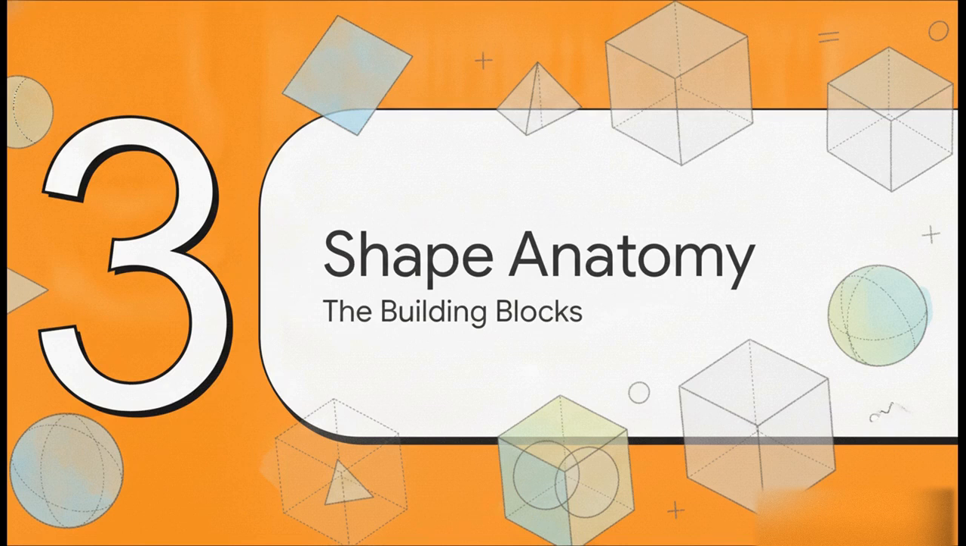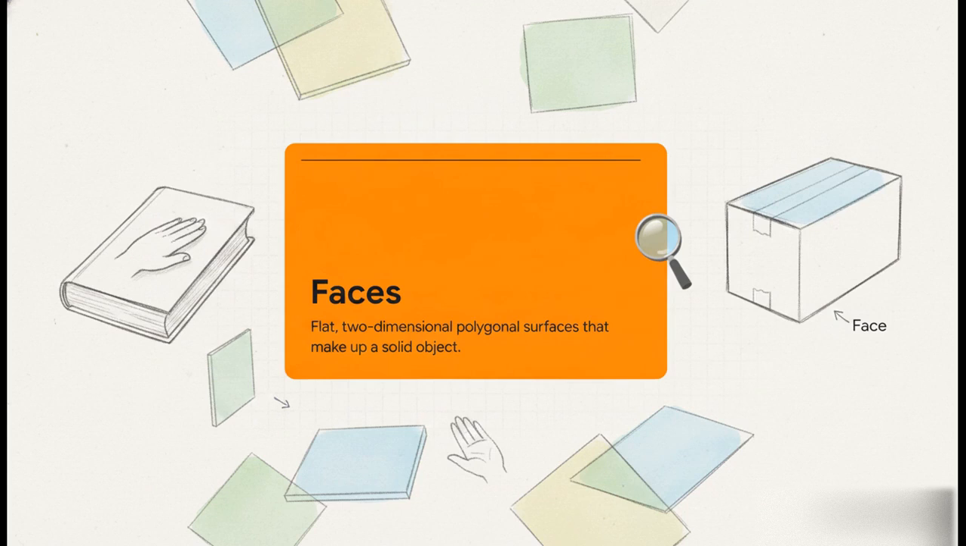Section 3. Shape anatomy. The building blocks. Now it's time to open these shapes up and break down exactly what makes up these 3D objects. First up, we have faces. Think of a face as any flat, two-dimensional polygonal surface on the outside of a solid object. If you're holding a standard physical book or a basic box, the large, flat front cover is a face. The flat back cover is a face.